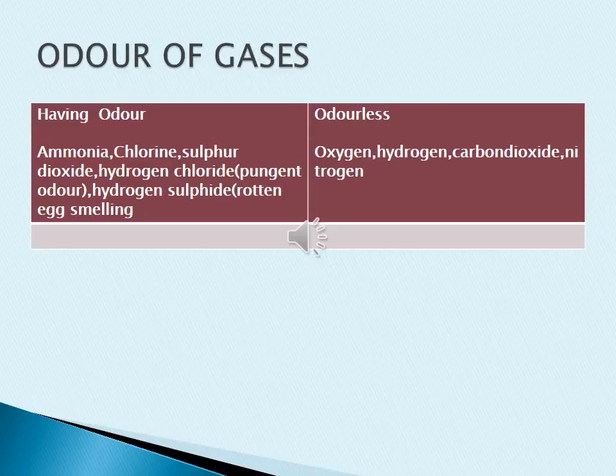Now we will see what all are odorless. எவையெல்லாம் வாசனை அற்றது? Oxygen, hydrogen, carbon dioxide, nitrogen. These are odorless gases.